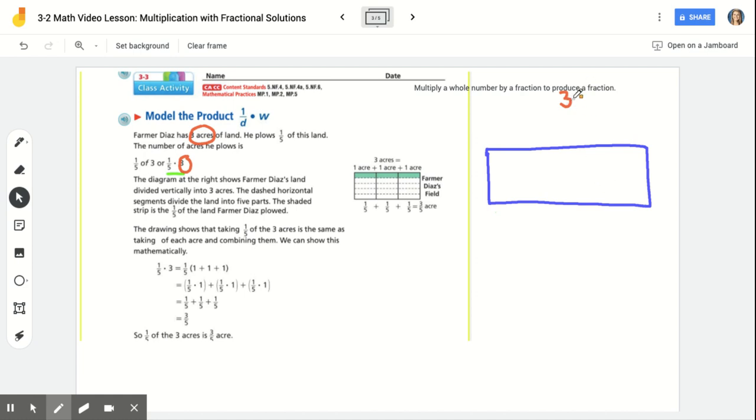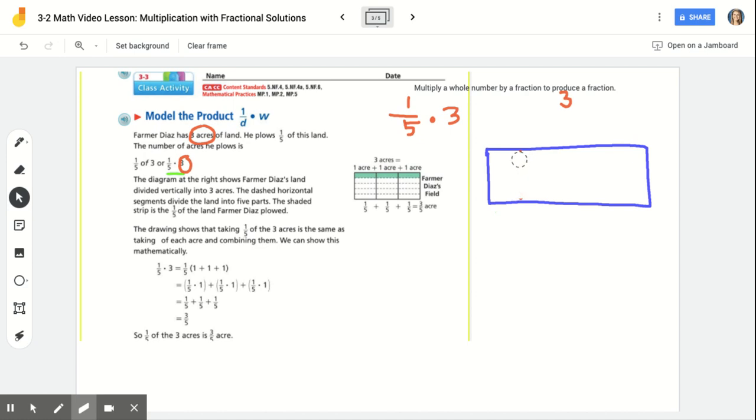okay? And with this 3, since 5 and 3 don't share any common factors, we're going to split this whole number of 3 into wholes. And we're going to break it apart, splitting it up into 3 wholes. So I'm going to create 1 whole here. Oh, that's not very even. Hold on.